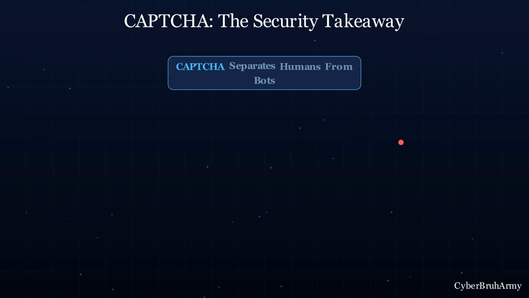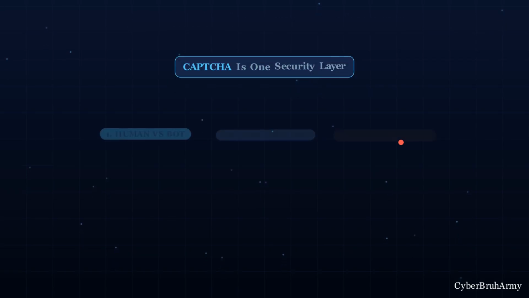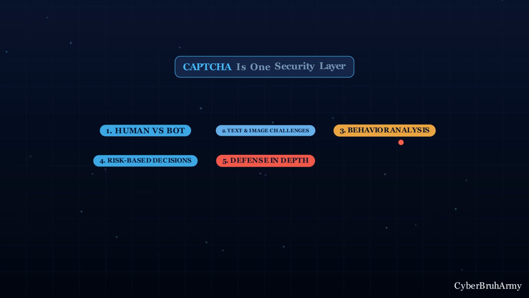So, what is a CAPTCHA? It is an automated mechanism designed to distinguish human users from automated bots. Modern CAPTCHA can use challenges, image recognition, browser signals, behavior, and risk scoring, but it works best as one layer within a broader security strategy.